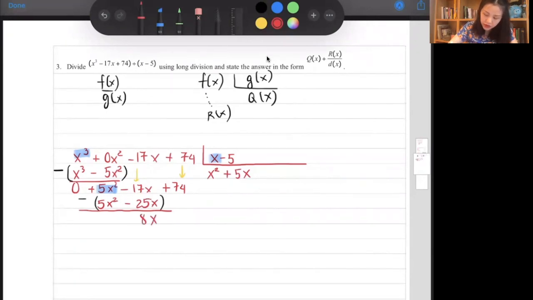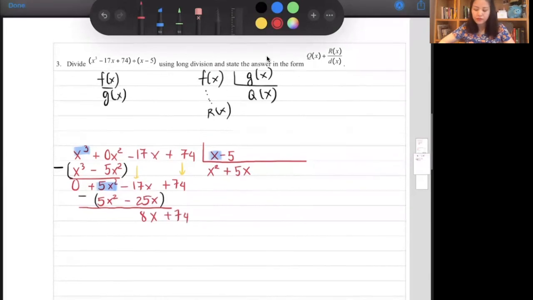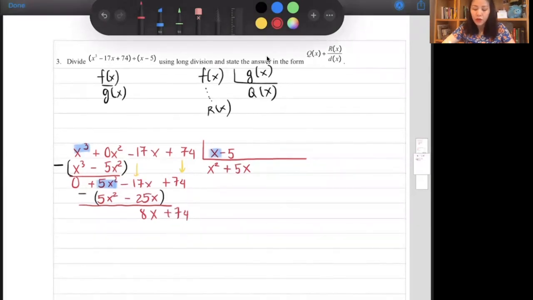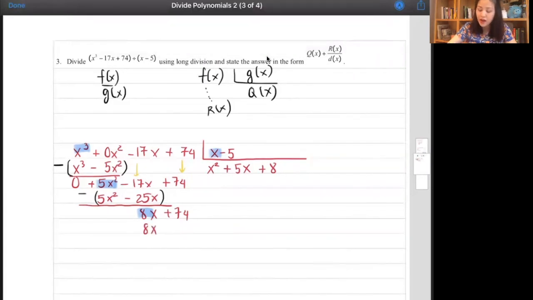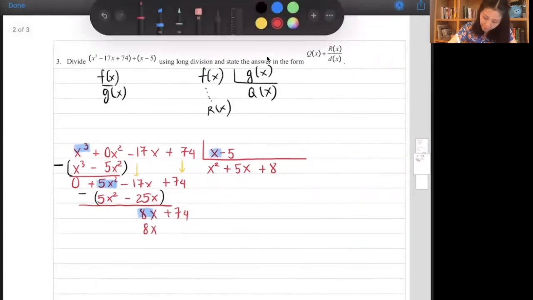And then bring down the 74. Okay. What do I have to times x by to get 8x? Well, that will be 8, right? So plus 8. 8 times x is 8x. 8 times negative 5 is negative 40. And then subtract. 8x minus 8x, 0. 74 minus 40, so be plus, will be 114. And that will be your remainder.